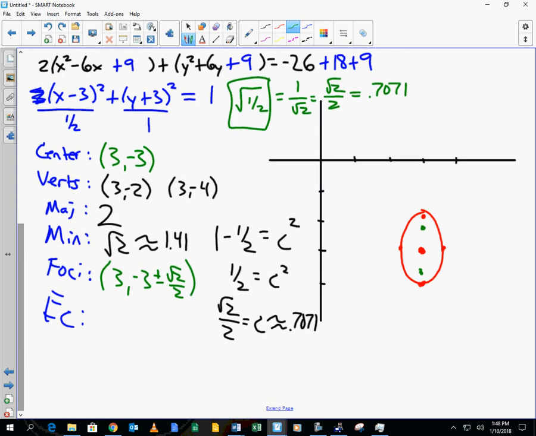All right. Eccentricity, what's my formula? C divided by A. Good job. What's C? Yep, root of 2 over 2. What's A? 1. What's root of 2 over 2 divided by 1?